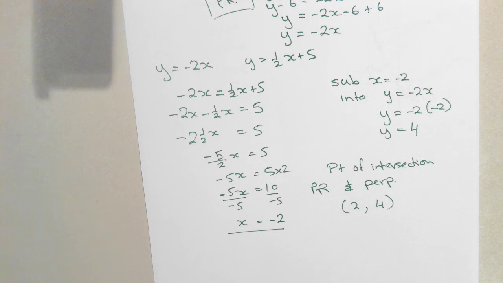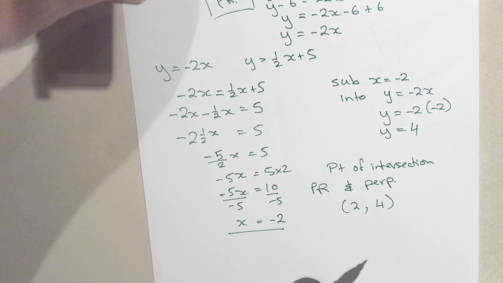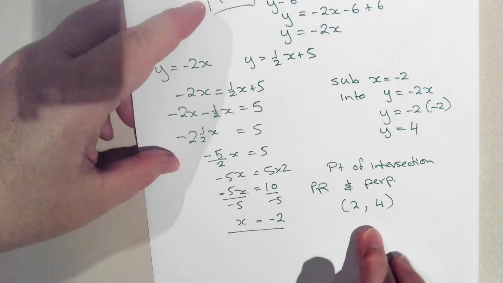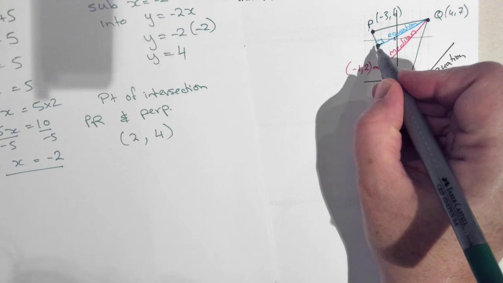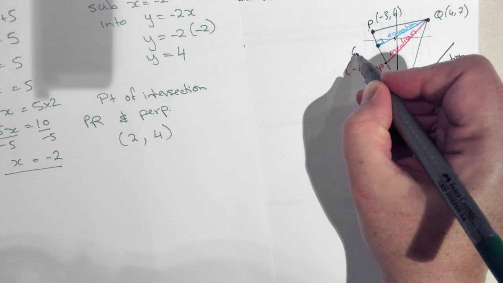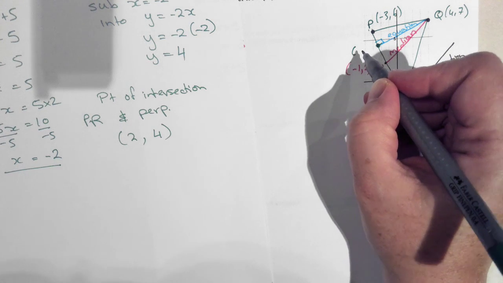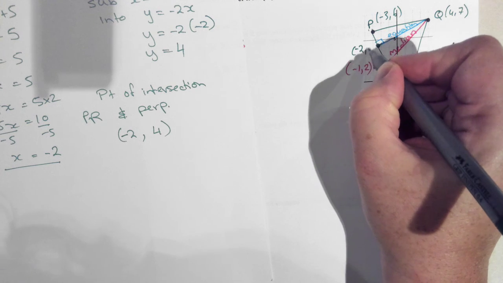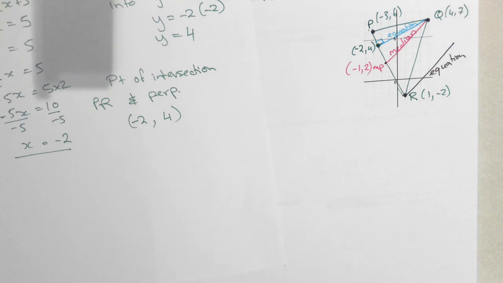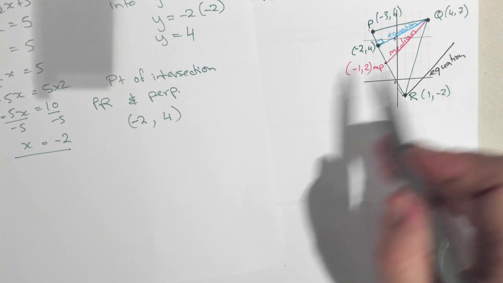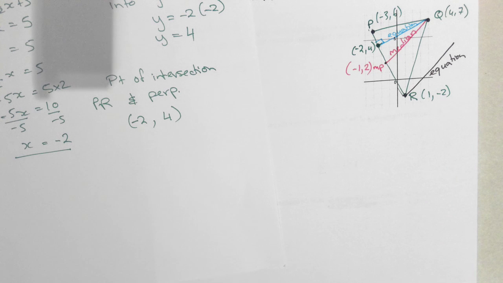Okay, so what did I need to do that for again? Well, let's go back and add that information on here. We have found that this intersection point is when x is equal to negative 2 there. I should do it negative 2 and 4. Don't worry about the exactness of the diagram. It's roughly in the right place.